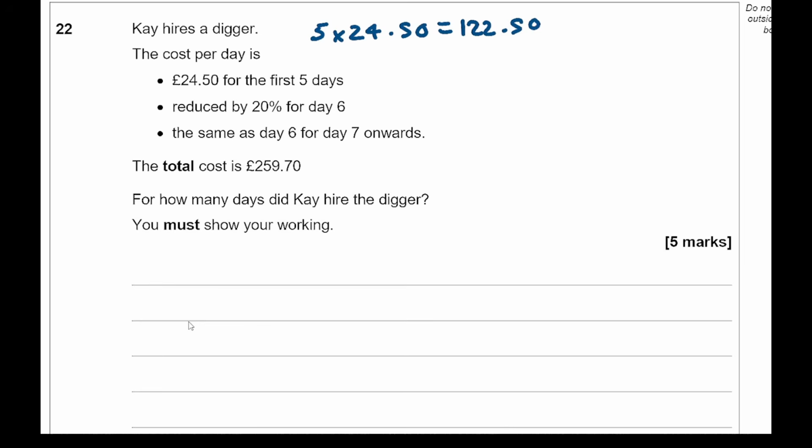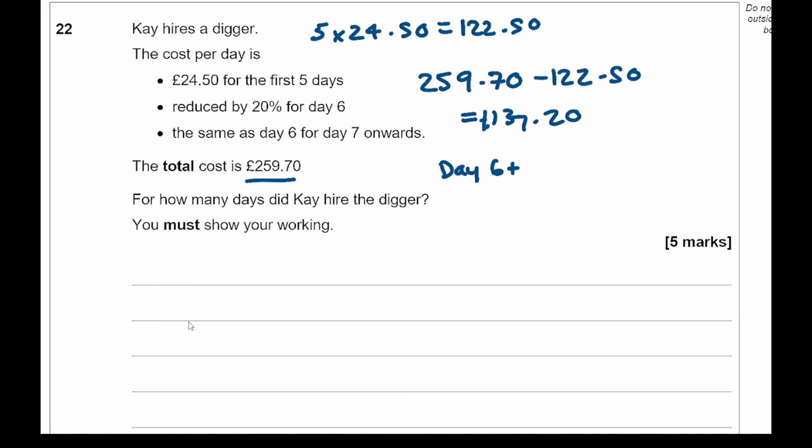Now I know that what we have equated is that she's hired the digger for more than 5 days. So for this, if I subtract £259.70 minus £122.50, then the change is going to be, let's just work that out, 259.70 minus 122.50. I get an answer of £137.20.